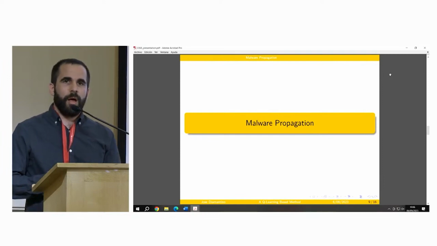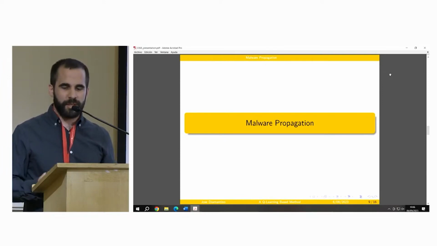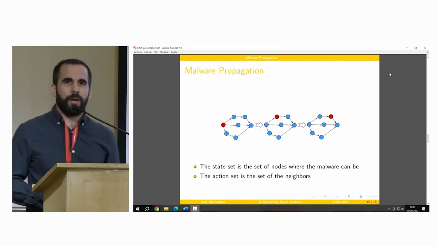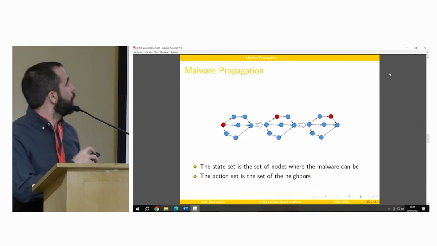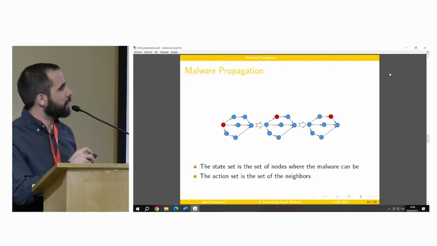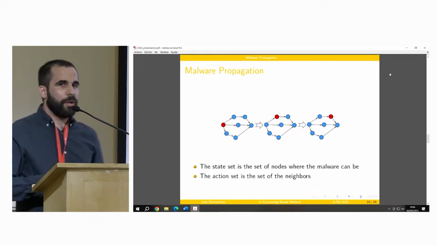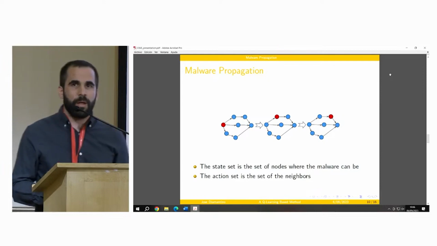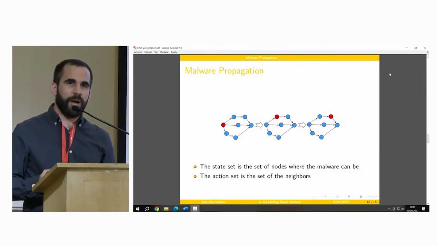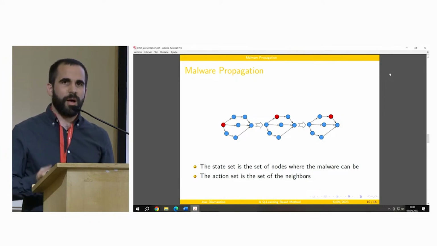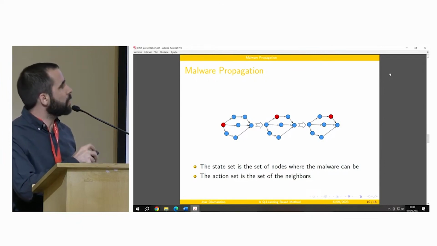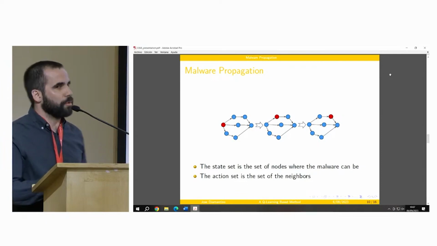Next, I'll explain how this kind of malware can use this kind of machine learning technique, Q-learning. At each instant of time, the malware is located in one node. For example, in this case, the malware is located in this node, and in this case, the malware is located in this node. Then the state of the malware is different in this network than in this network. The possible actions are the neighbors of the node where the malware is. For example, this node has 3 possible actions, and this node has 1 possible action.